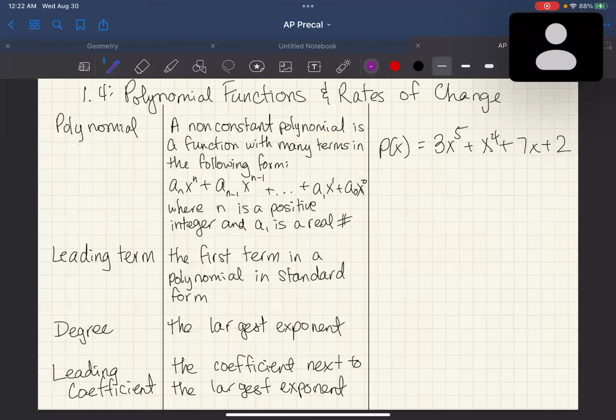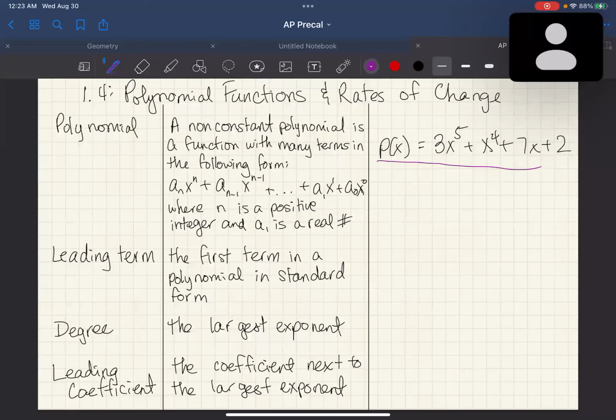So here's an example of a polynomial. We have p of x is equal to 3x to the fifth plus x to the fourth plus 7x plus 2. So notice how in the example, although they're very general with the terms, we have a_n x^n. It's supposed to be in descending order, with a_n x^n being the largest term. That's what's called standard form.